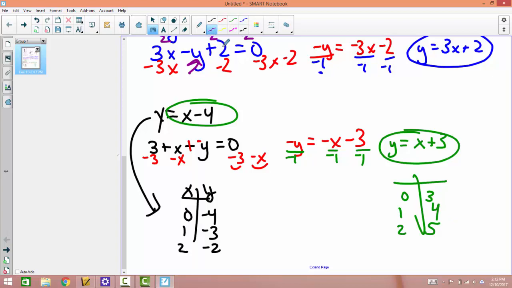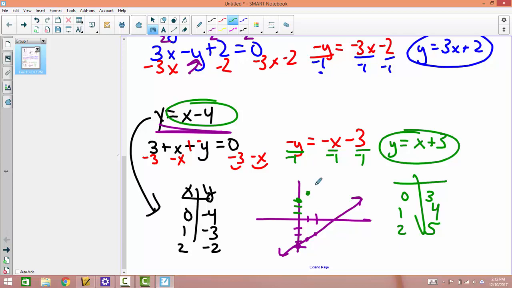So in both situations, the slope is 1. They are going up by 1. If you sketch a graph of that, this one is this. And then this one here is over 0 up 3, over 1 up 4, over 2 up 5. It should be the same exact slope because they have the same slope of 1. Different y-intercept. This one has a y-intercept at negative 4. This one has a y-intercept at 3. Different y-intercept, same slope, same rise over run.